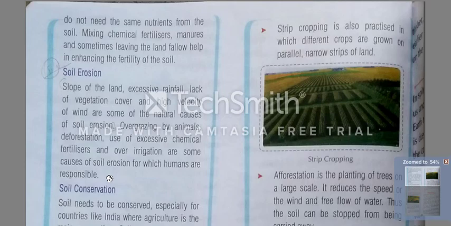Okay. Erosion means cut. C-U-T. Cut means cut out, मिट्टी का कटाव, okay, soil erosion. Now we will see soil conservation, how we can conserve the soil.